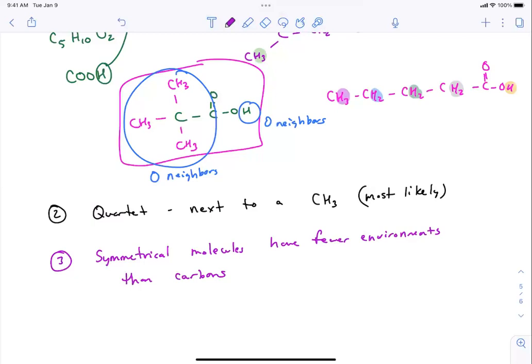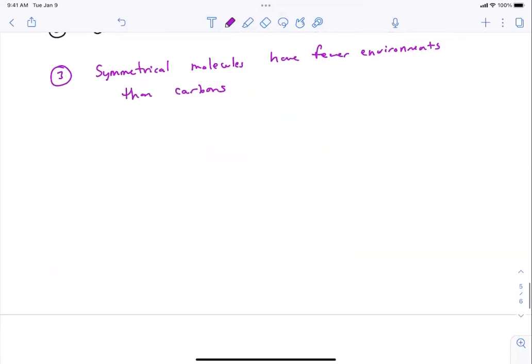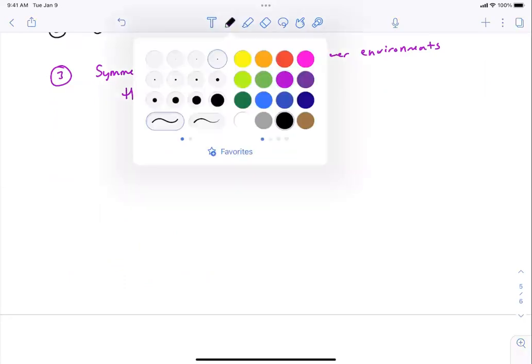And usually on the IB exam, they'll give you all three if they're trying to have you work out an unknown formula. Okay. The last analytical technique that we're going to talk about really quickly, and then we'll take a break.